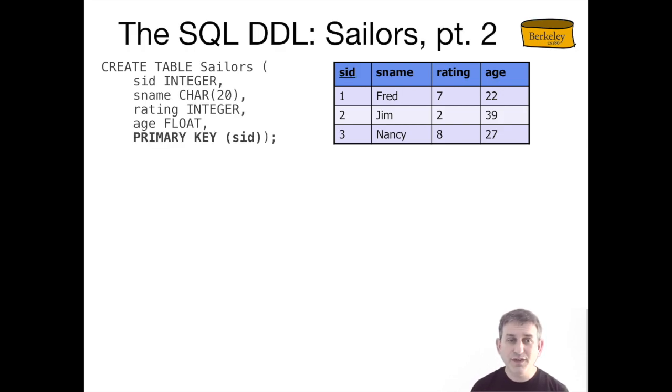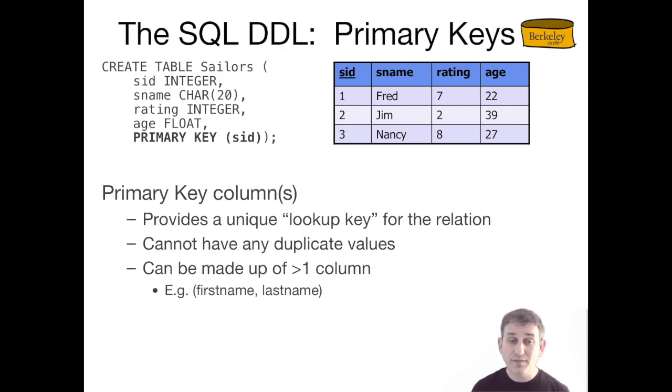Additionally, for this sailors table we're going to have one more specification in the list. After the list of column names and types, we're going to specify a primary key. And the primary key is actually a list of columns. In this case, it's a list of length 1, SID. The primary key column, or columns, because it is a list, provide a unique lookup key for the relation. So we can think in this case of the sailors table that the SID column is the unique lookup key for sailors. You look them up by SID. As a result, you can't have a duplicate value in the primary key columns.